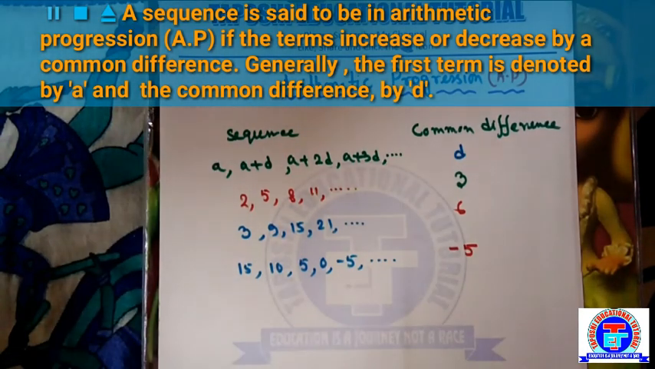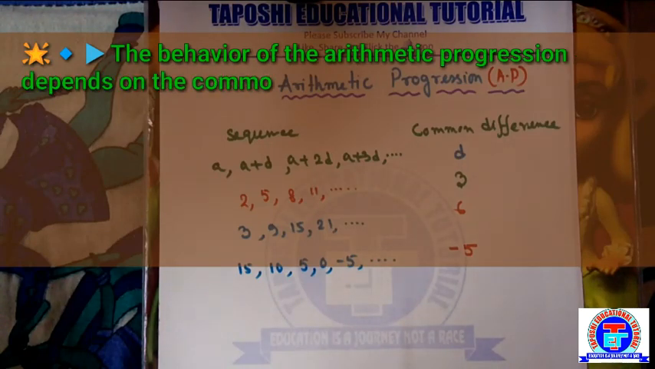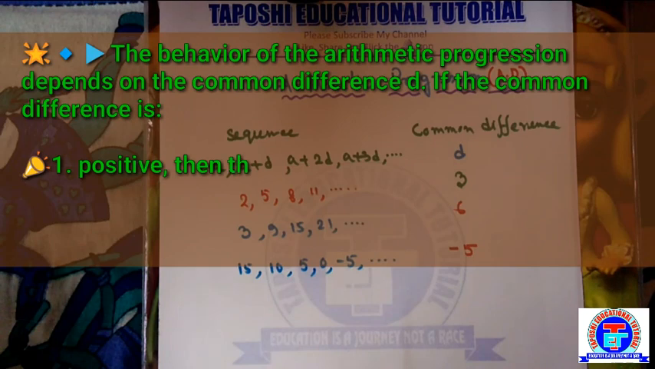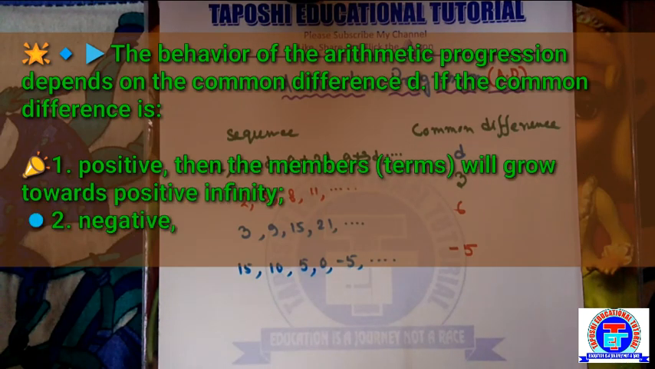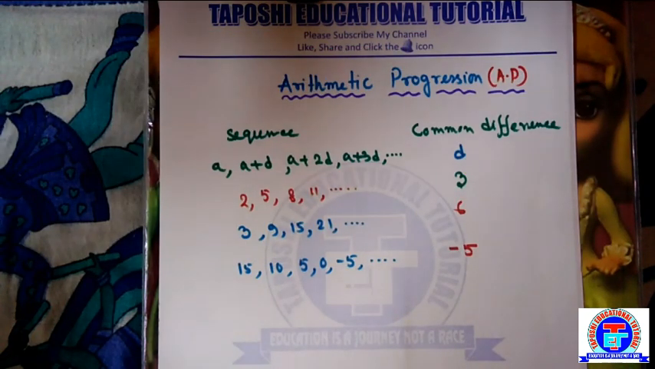My dear student, one thing you should remember: the behavior of the arithmetic progression depends on the common difference D. Number 1, if the common difference is positive, then the terms will grow towards positive infinity. Number 2, if the common difference is negative, then the terms will grow towards negative infinity. Right?